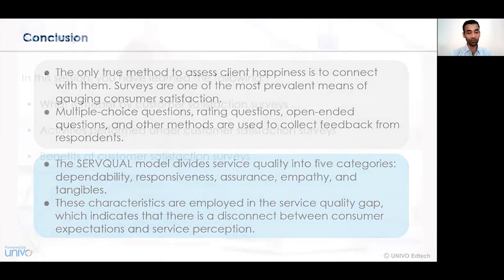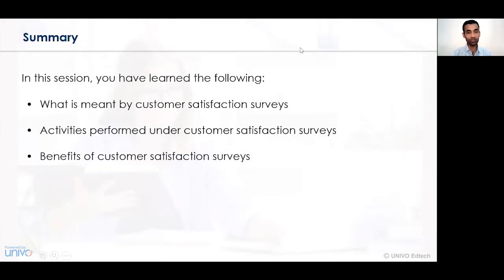Now let's summarize what we have learned in this particular session. In this particular session, we have understood and learned what we mean by customer satisfaction survey, what are the various activities that are performed under the customer satisfaction survey, and what are the various benefits associated with the customer satisfaction survey.